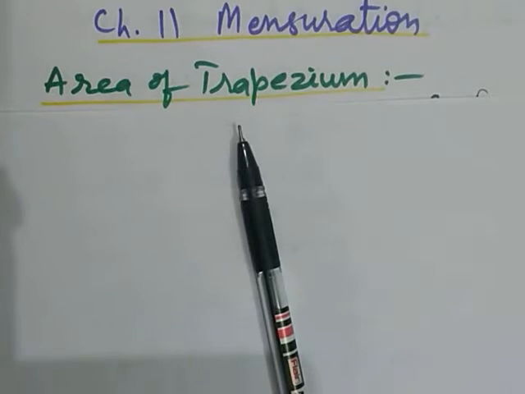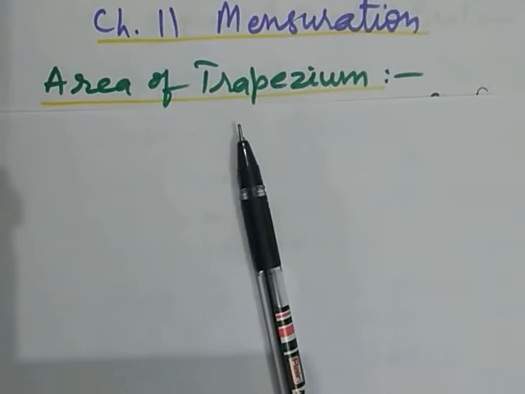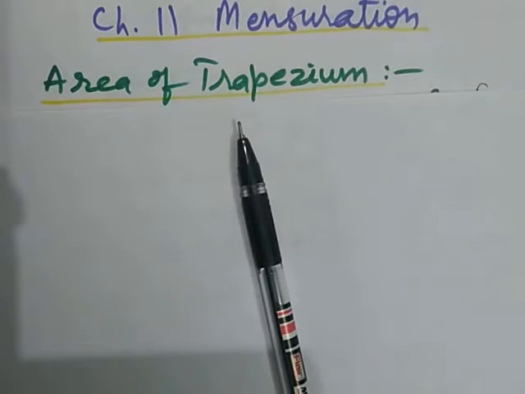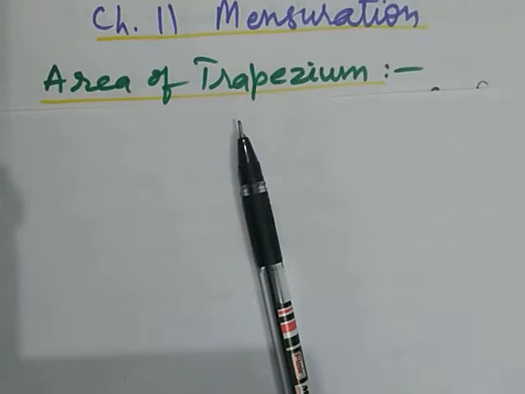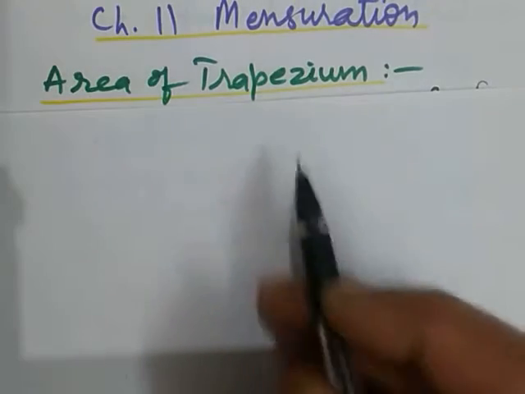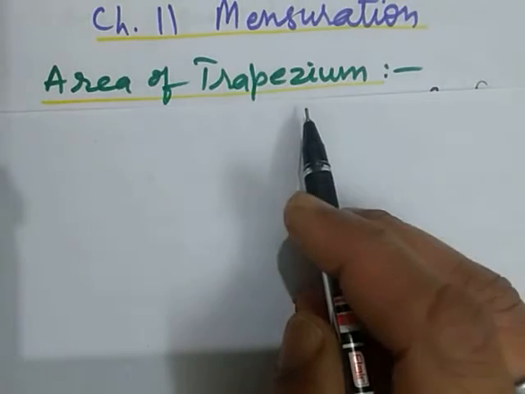Today we are continuing chapter 11, mensuration. Today we are learning area of trapezium, area of rhombus, area of different quadrilaterals and area of polygon. Watch this carefully up to the end, then you will understand better.